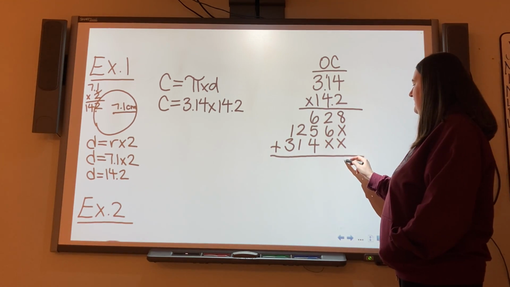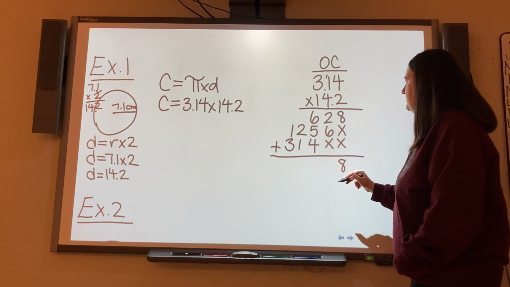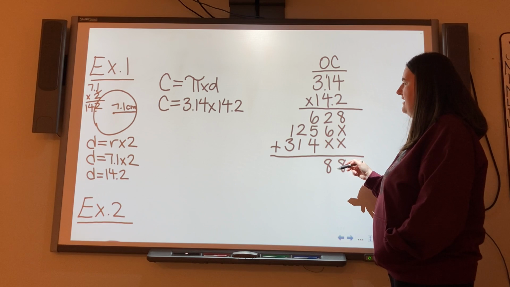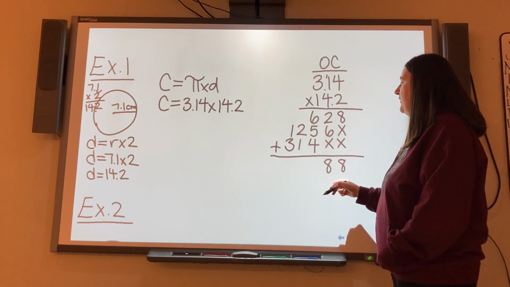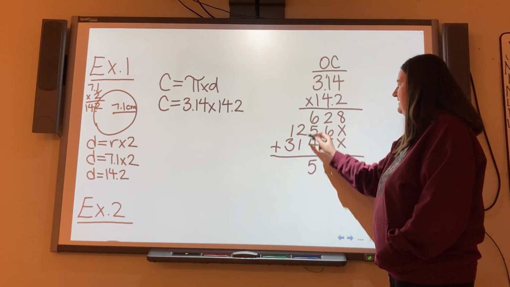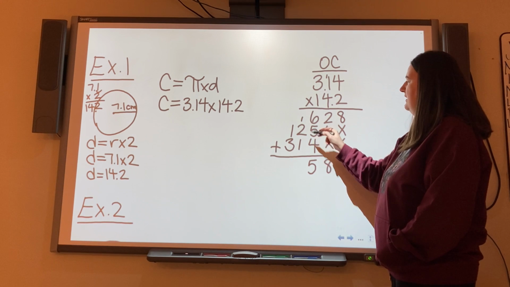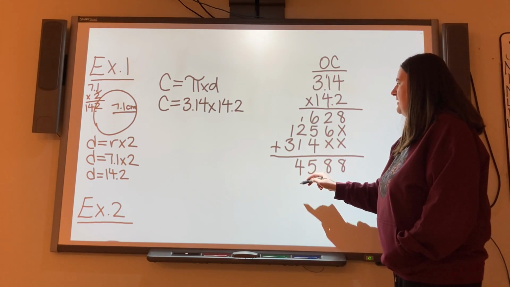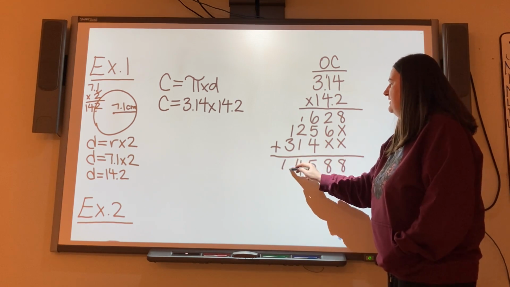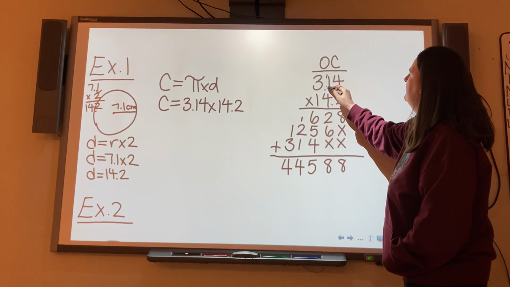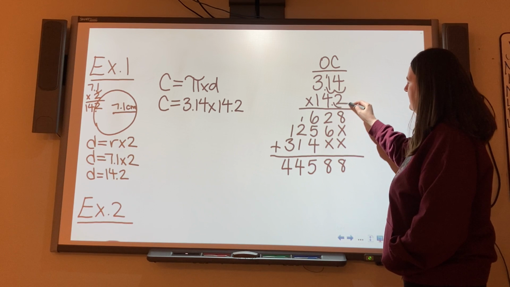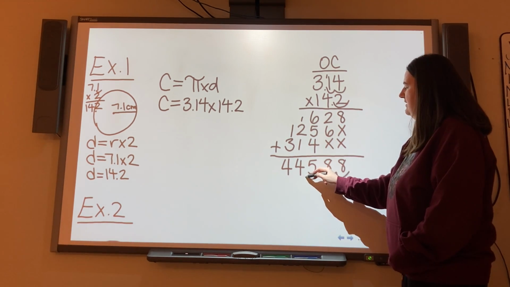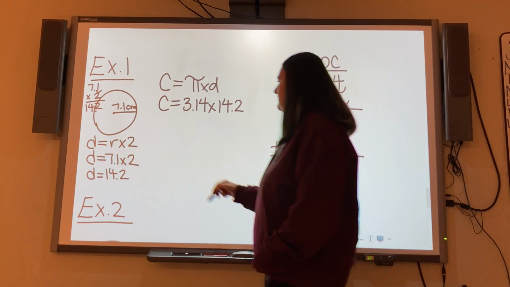8 plus nothing is 8. 2 plus 6 is 8. 6 plus 5 is 11. Plus 4 is 15. Carry your 1. 2 plus 1 is 3. Plus the 1 that you carried is 4. 3 plus 1 is 4. And I have 1, 2, 3 decimal spots. So you're going to have 1, 2, 3 decimal spots.